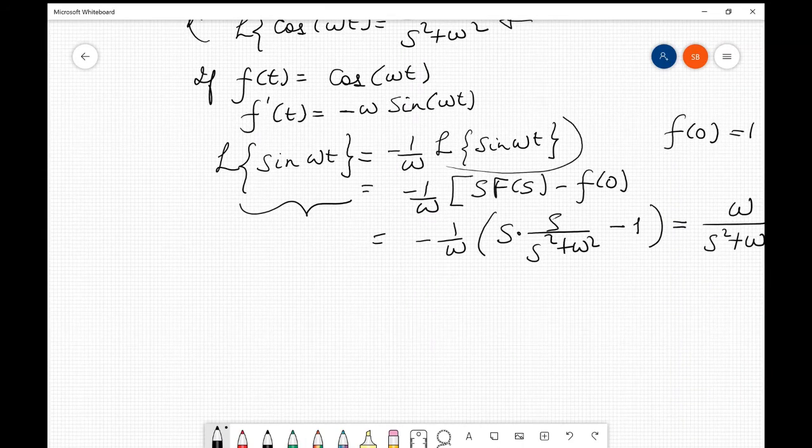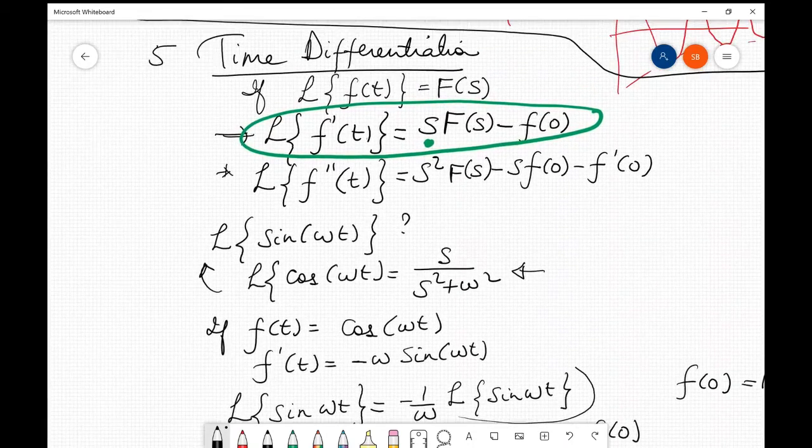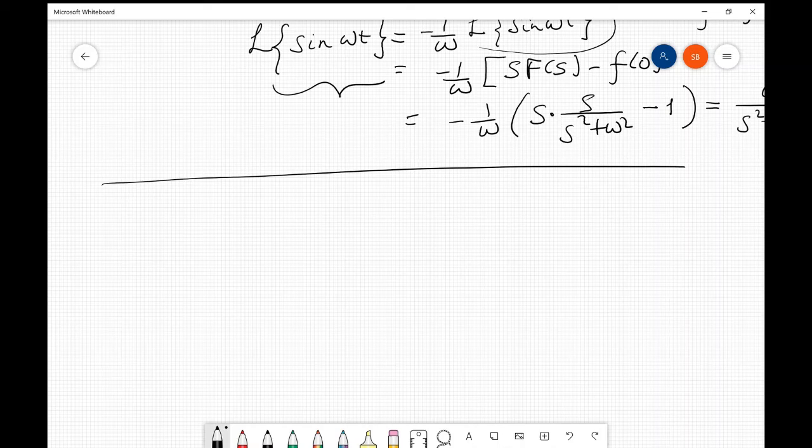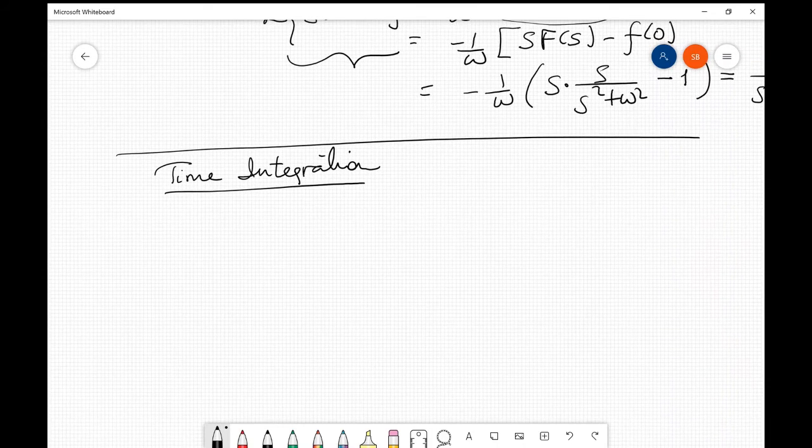Okay, this is time differentiation. What about time integration? Time integration is seen as what happens. We know that the Laplace transform of f of t is equal to F of s.